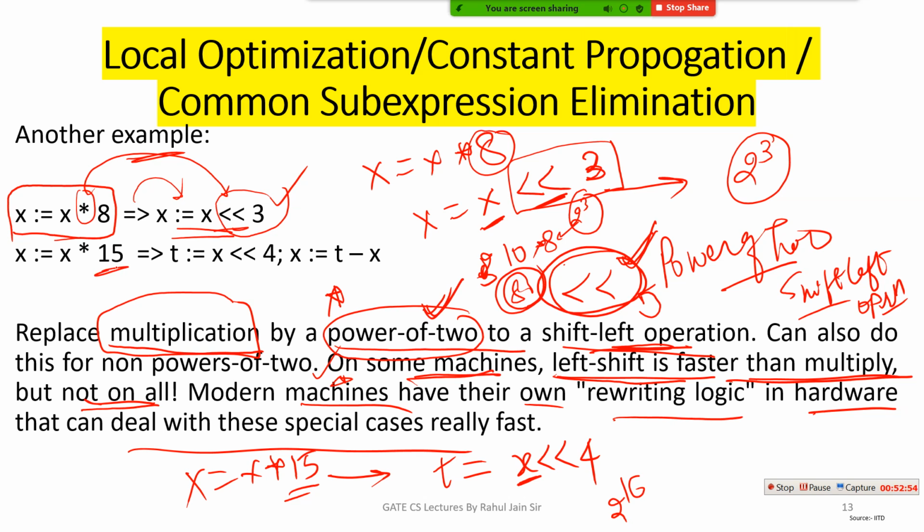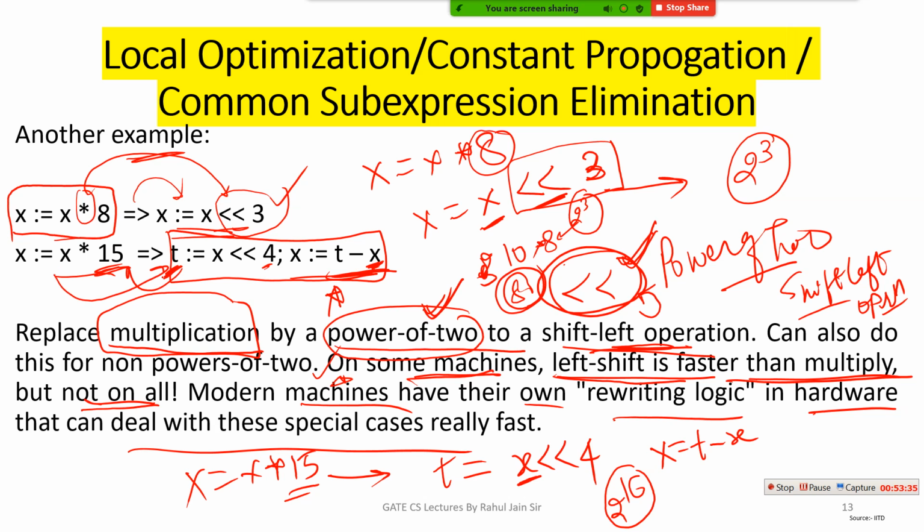But if you observe here, we only have 15. So to make it exactly like x into 15, we again do x equals t minus x. It will reduce the value by x, so this complete statement will work similarly to x into 15. The value of t gets reduced because t minus x is there. So we can rewrite this code like that.